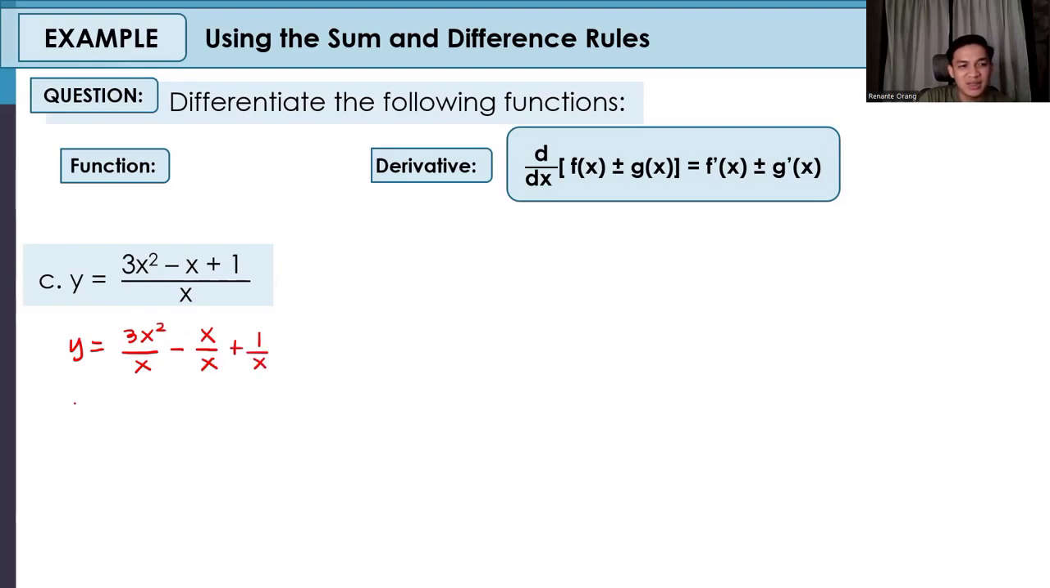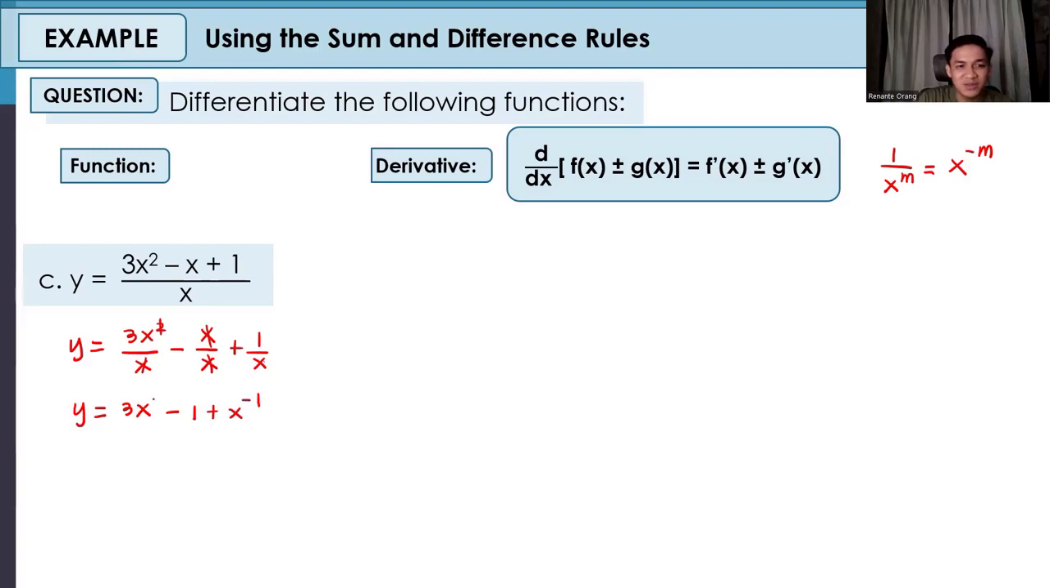So simplify natin ulit. That is y is equivalent to 3x squared divided by x. Ibig sabihin, cancel out, magiging 3x na lang. Minus x divided by x, that is cancel out, magiging 1 na lang siya. Ito, 1 over x. Para ma-differentiate natin, take note, 1 over x raised to the power of m is equivalent to x raised to the power of negative m. So, ito, transfer natin sa itaas. Ibig sabihin, magiging x raised to the power of negative 1. So, this is sum and difference rule.